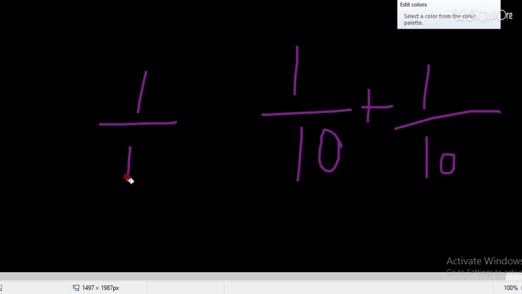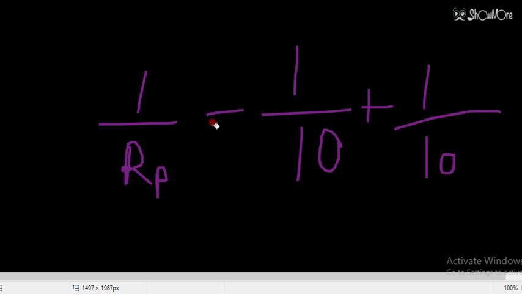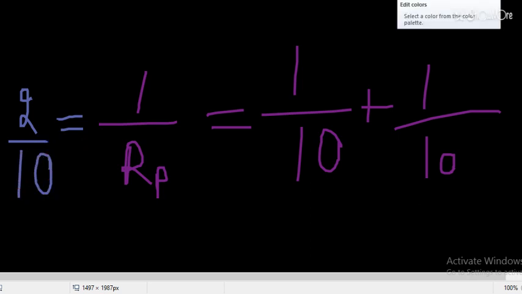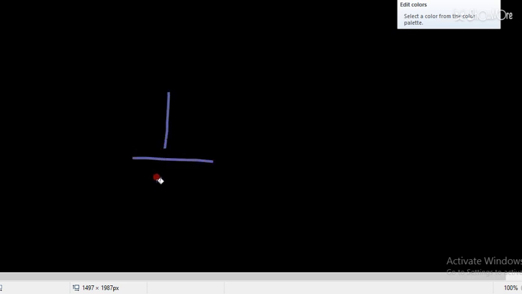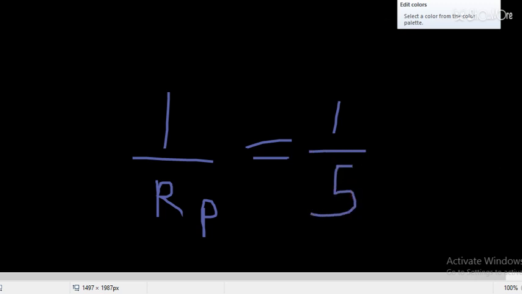When you do these questions 1 or 2 times, then it will be more clear. Then I will not write anything, I will just give you a hint. So 1 by Rp is equal to 1 by 10 plus 1 by 10. This result is from the derivation. So 1 by 10 plus 1 by 10 will be 2 by 10, or you can say 1 by Rp is equal to 1 by 5. So that means Rp is equal to 5.